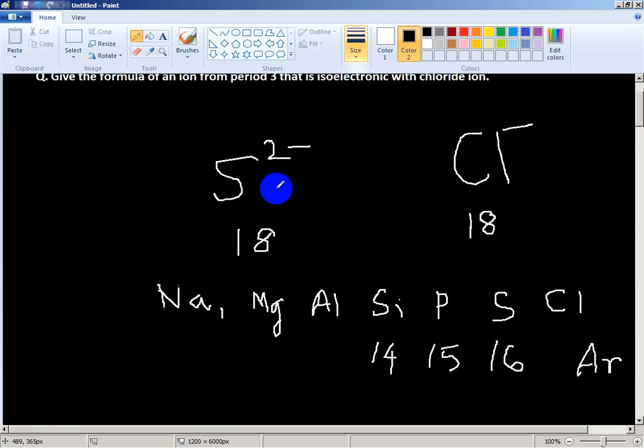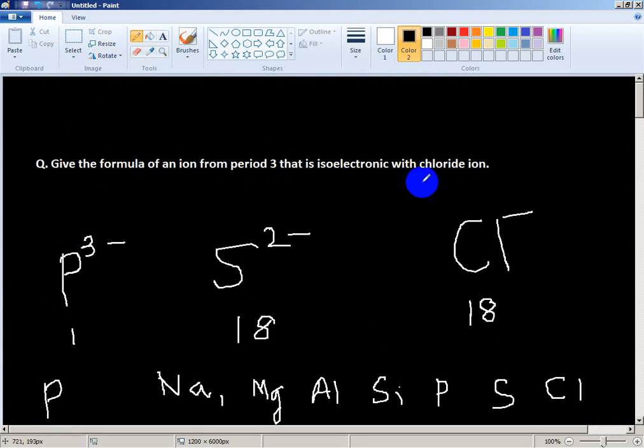Okay, have you understood? We can write phosphorus. Phosphorus also can be written. What will be the charge? It must be 3 minus. Good. Now it has 18 electrons. You know phosphorus has 15 electrons. It is 3 minus, so it gained 3 electrons: 15 plus 3 is 18 electrons. So I can write this one or this one, any. S2 minus or P3 minus. This is isoelectronic with chloride ion from period 3. These two are correct. Any one you can write, giving the formula of an ion.